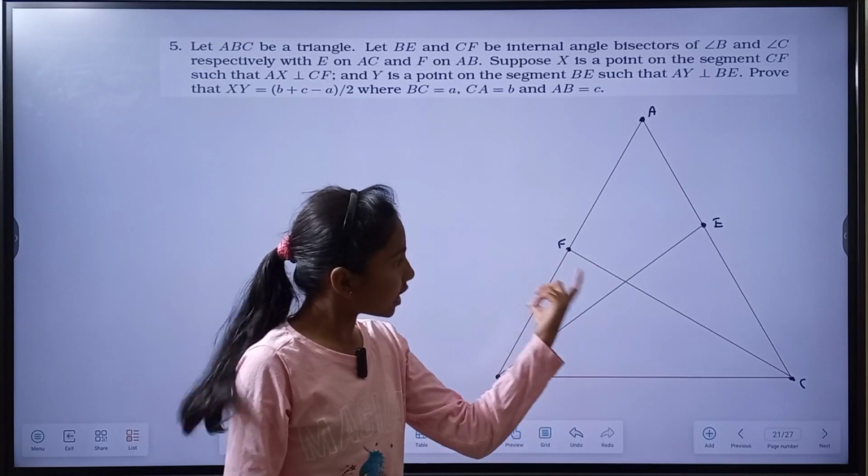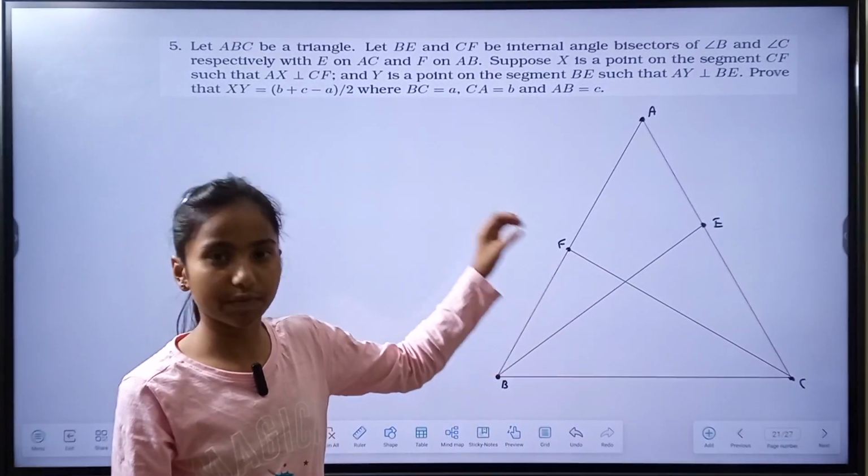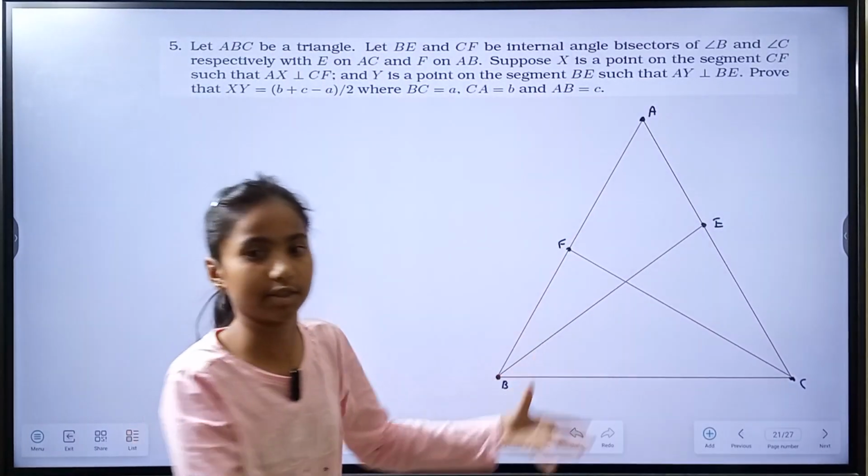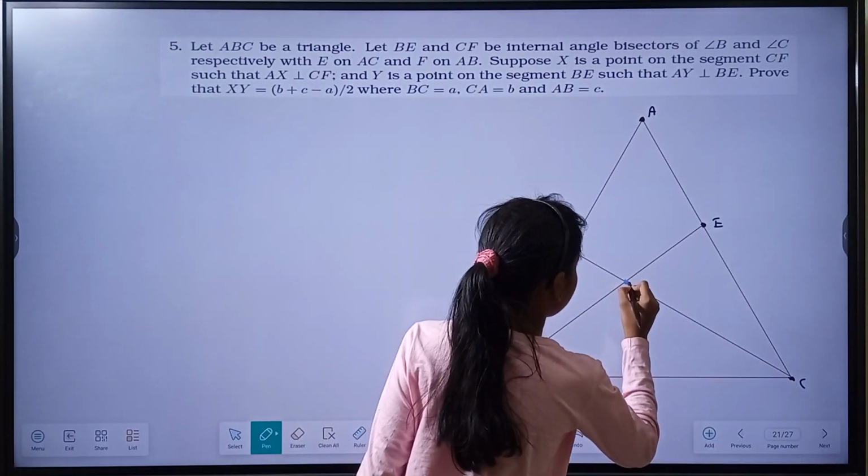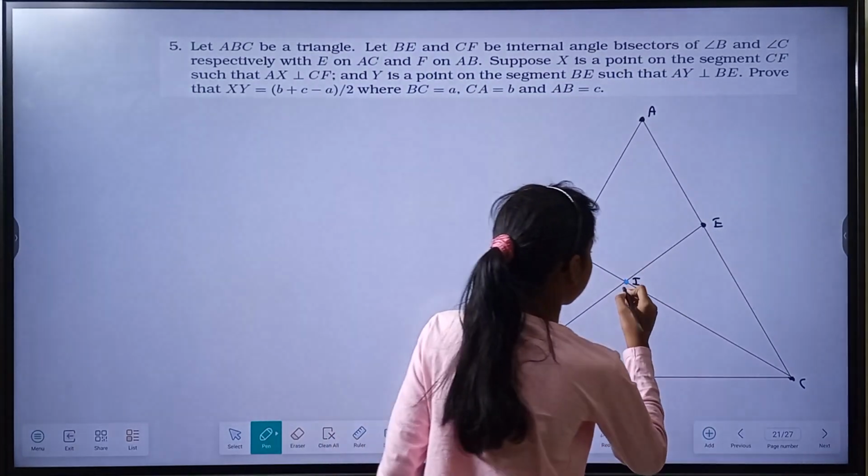Now, these both are angle bisectors. So the intersection point of those both angle bisectors is the incenter. Let us label that point I. So this is the incenter.